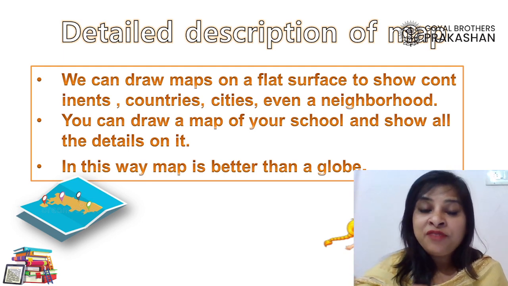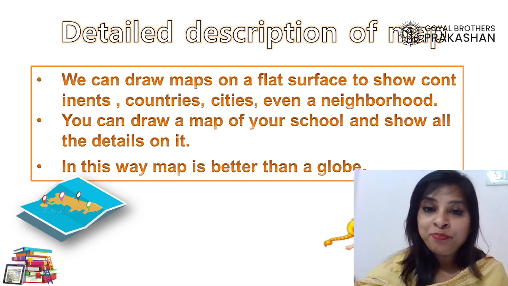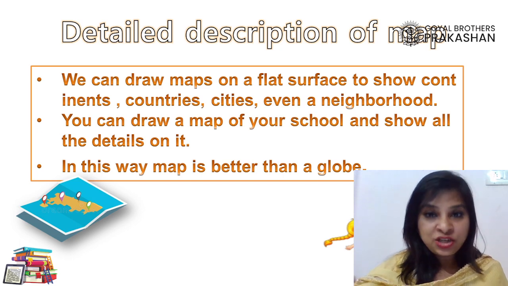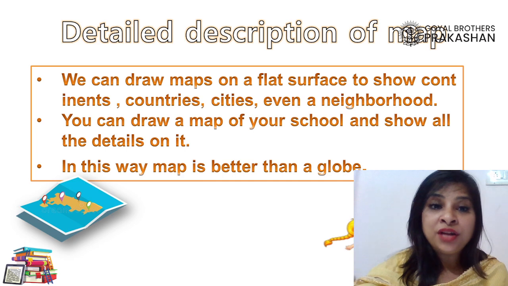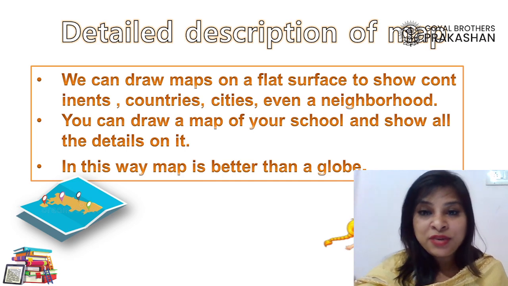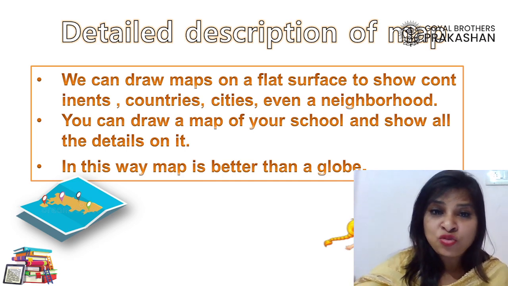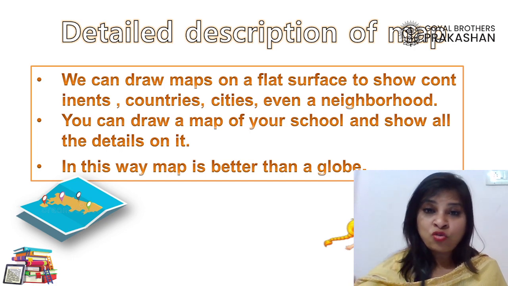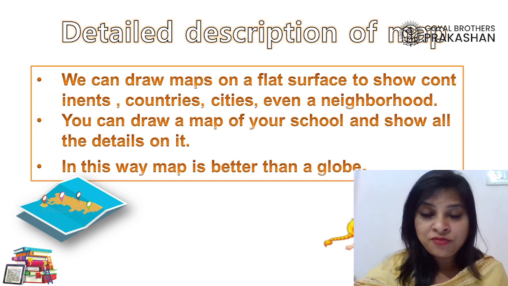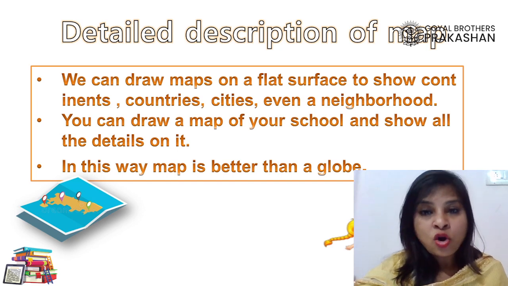So when you draw the map of your school, it will be very easy to read. It will be very easy for others to know which place is where, or where is this classroom, where is class 6, where is class 7. So a detailed drawing on a flat surface, that is on a paper, of your school, is called the map of your school.